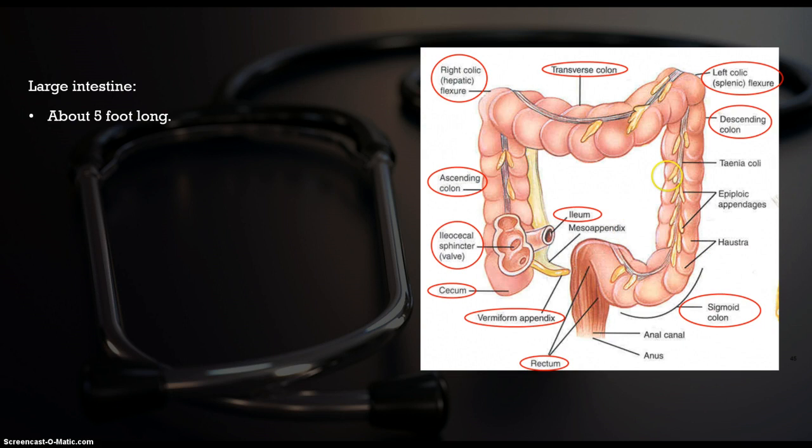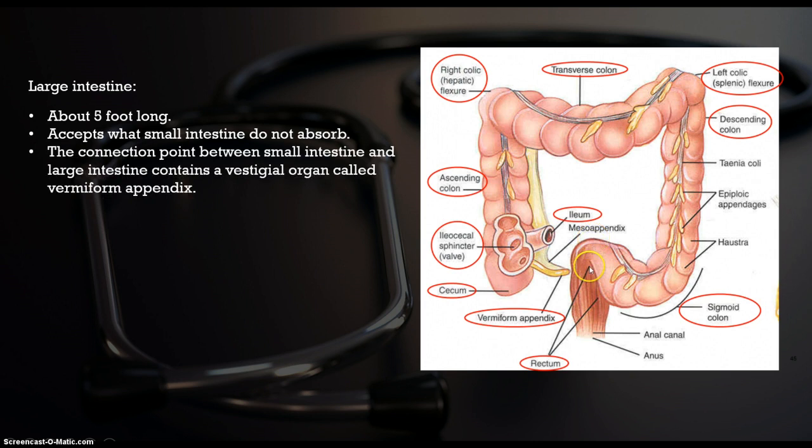It is a 5 feet long structure. It accepts the small intestine's contents. Whatever the small intestine hasn't absorbed is absorbed in this large intestine. The connection point between the small intestine and the large intestine contains a vestigial organ, and the name of this vestigial organ is what? Vermiform appendix.